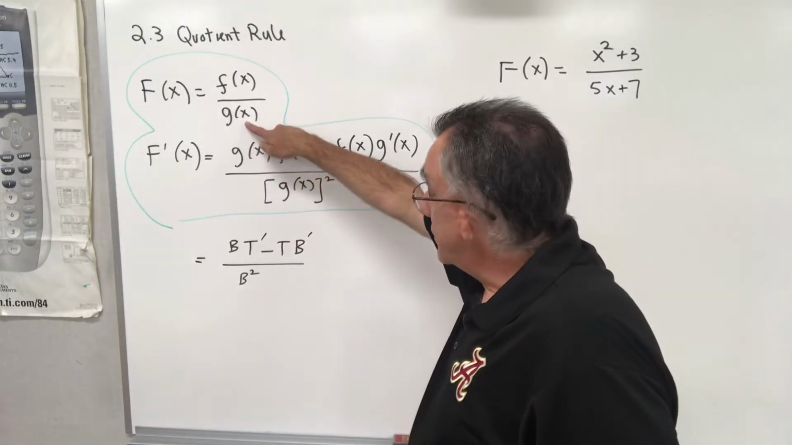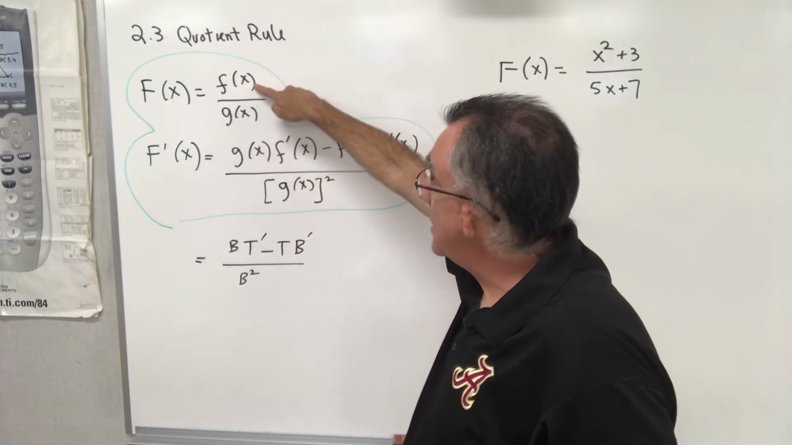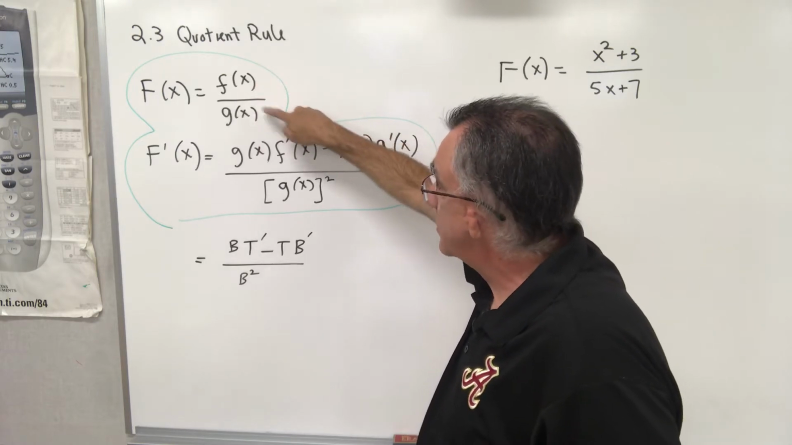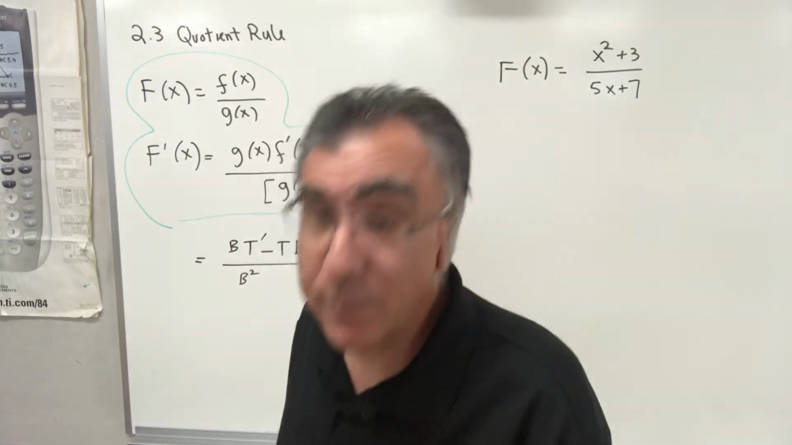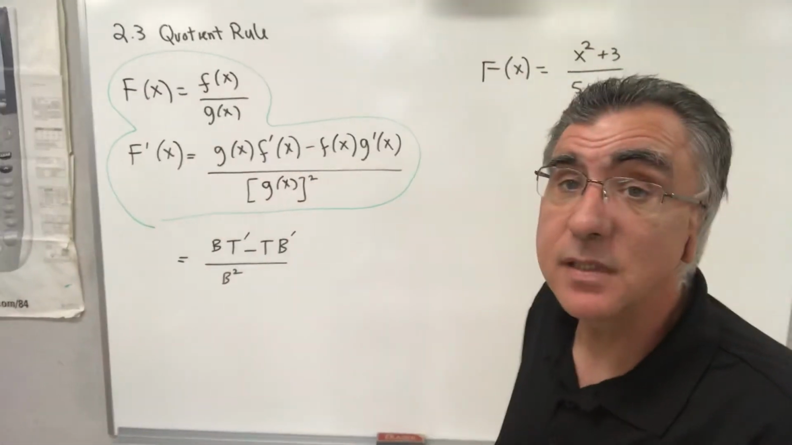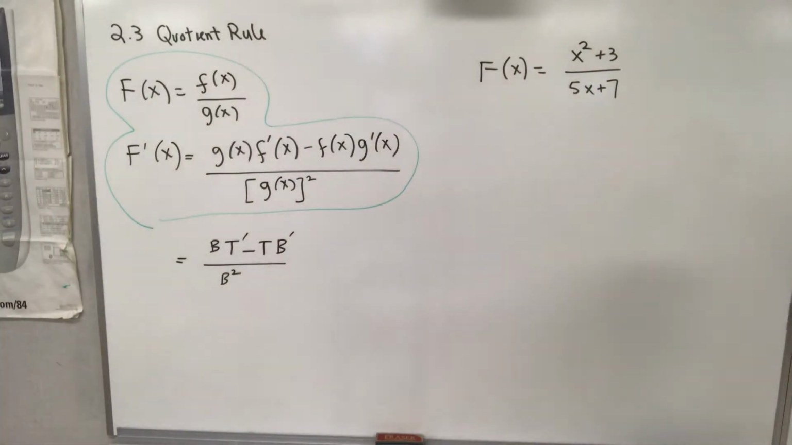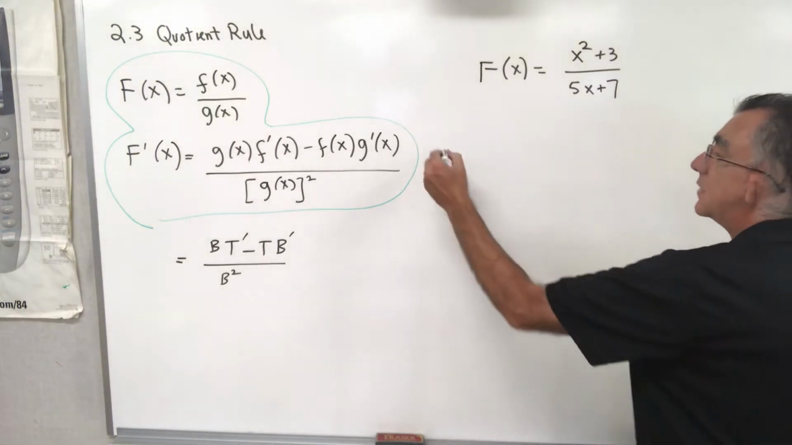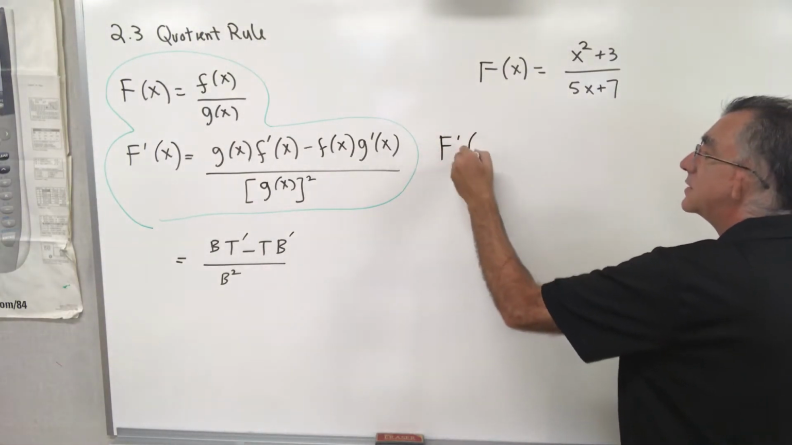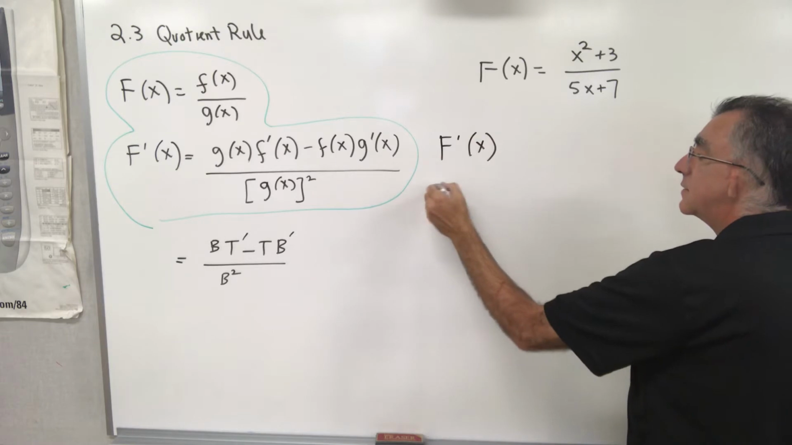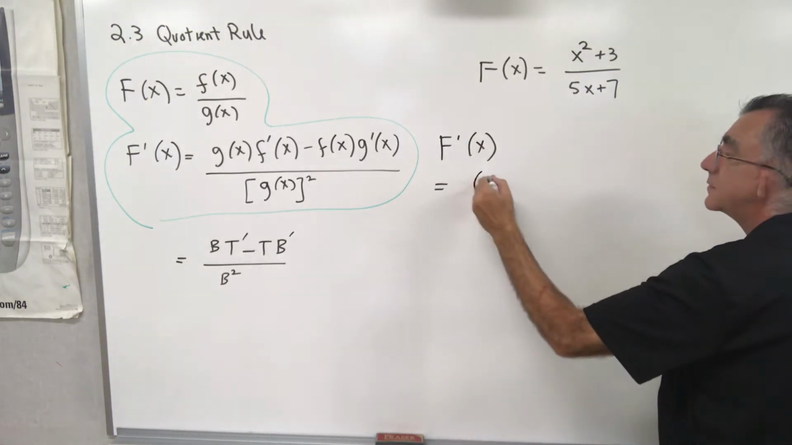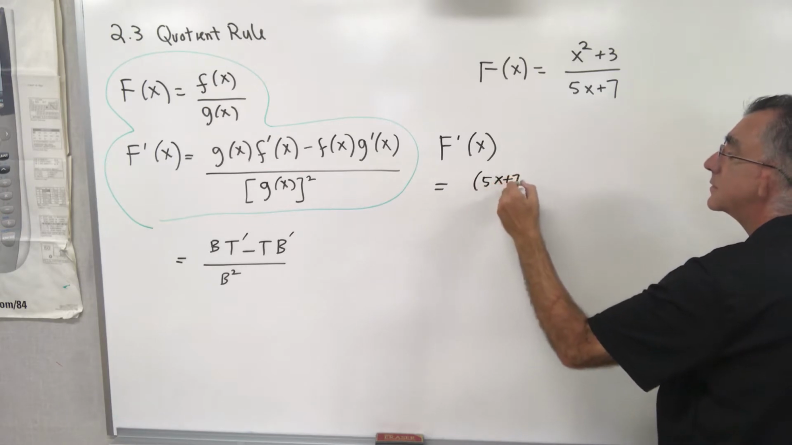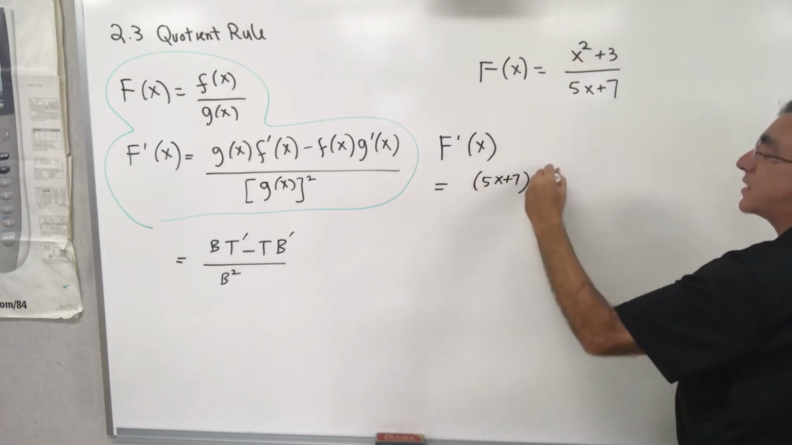You take the bottom function times the derivative of the top, minus the top function times the derivative of the bottom, over the bottom squared. That's the rule. Now I'm going to prove it in a minute, but let's practice it, because that's really what you want to be able to do here, right? So if I look at this one here, if I want to do the derivative of this: bottom function, derivative of the top function.